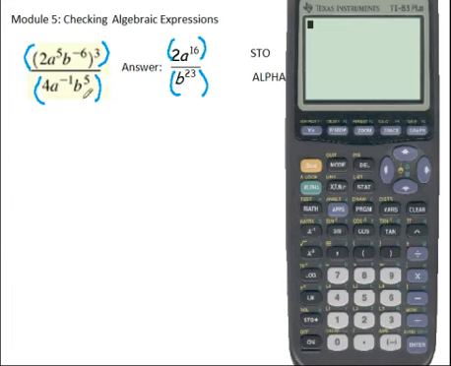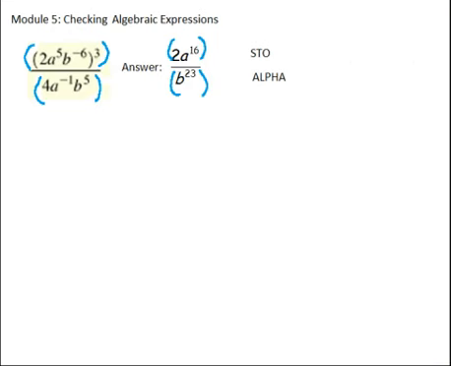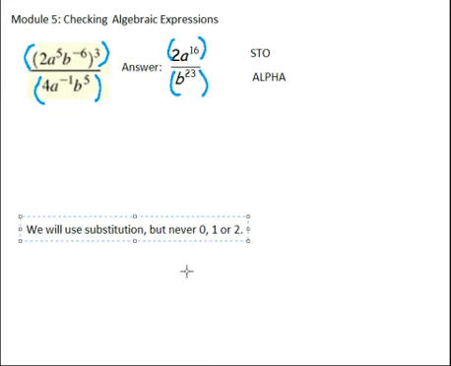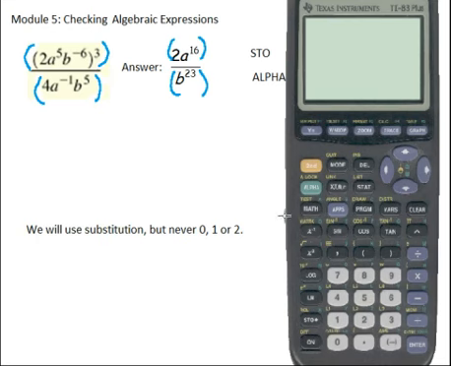Alright, and now I want to put my original expression in, but before I do that, because I have multiple variables, I want to assign a value to the variables. We're going to use substitution here, and we don't want to use 0, 1, or 2, and that's because they have very special properties. So we'll never use 0, 1, or 2 when we're checking expressions. Alright, so let's pull the calculator back up. And so let's just pick a value, and I'm going to pick 4 and 5.